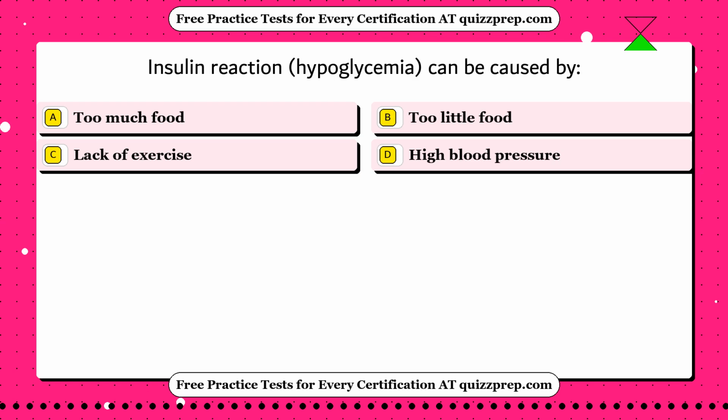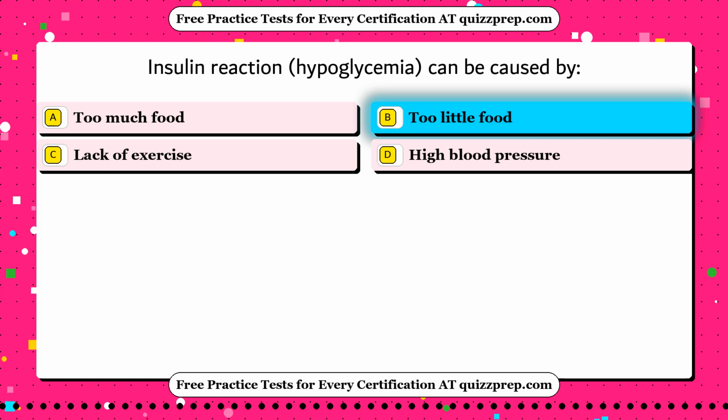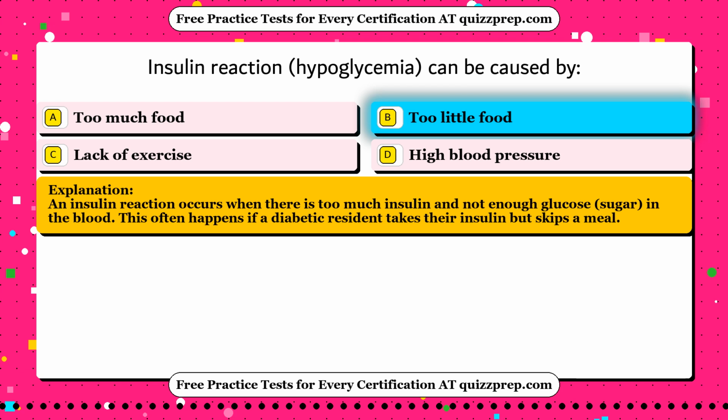Question 33. Insulin reaction, hypoglycemia, can be caused by: option A, too much food. Option B, too little food. Option C, lack of exercise. Option D, high blood pressure. The correct answer is option B, too little food. An insulin reaction occurs when there is too much insulin and not enough glucose, sugar, in the blood. This often happens if a diabetic resident takes their insulin but skips a meal.